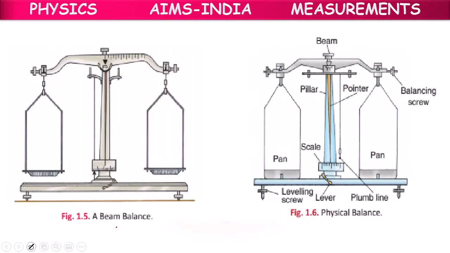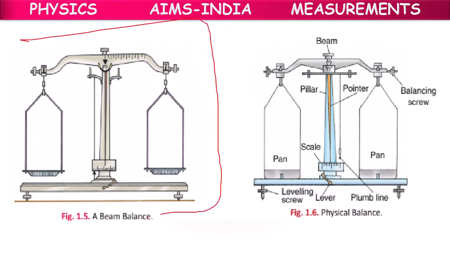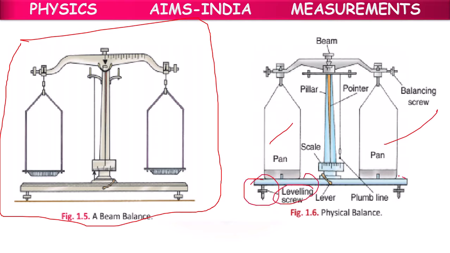So next, this is the physical balance. This is a normal diagram of a physical balance or beam balance. This is one pan, this is the other pan. Here is a leveling screw, and here is another leveling screw, attached to the base, so that by adjusting the leveling screws we can make the base horizontal.